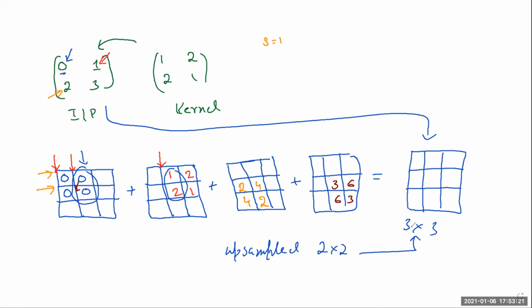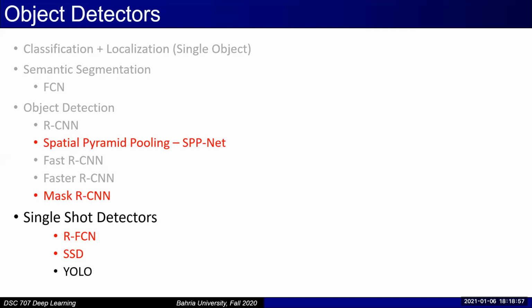And of course, if you want 4 by 4, you can choose different values of stride or padding, so that you can upsample to whatever resolution you want, right? So this was one example of how upsampling can be done using transpose convolution, right? If there are some quick comments or queries, we can discuss them in the next couple of minutes.